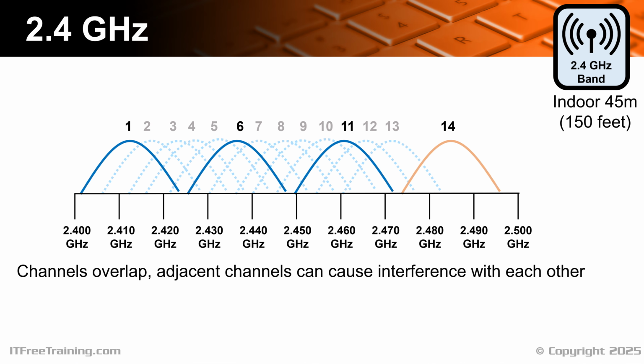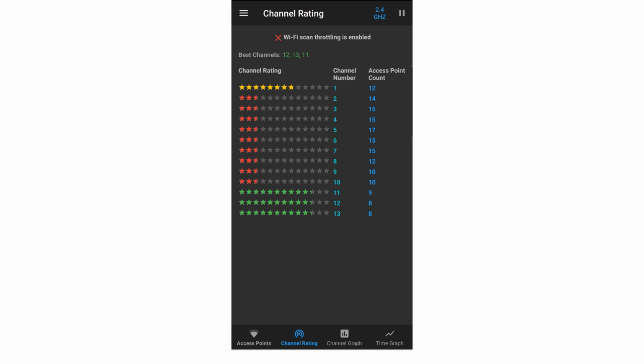Shown here are the different channels for the 2.4 GHz band. You will notice that the channels overlap. Thus, adjacent channels can cause interference with each other. Not all channels are available in all countries. For example, channel 14 is generally only available in Japan. The 2.4 GHz band is also used by a lot of other devices, including Bluetooth, cordless phones, baby monitors, and microwave ovens. If you wanted to select a channel, in this case the best channels are 11, 12, and 13.